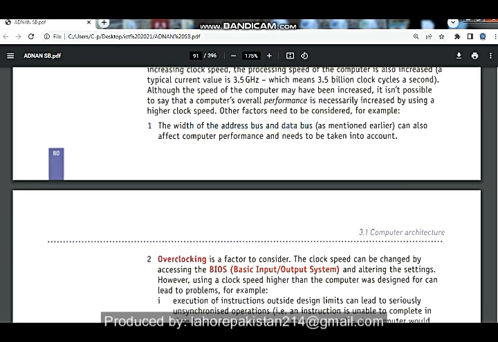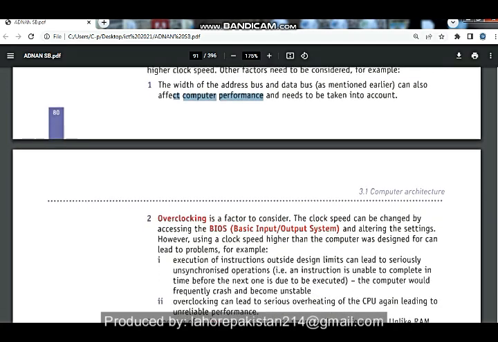But as you have been asked to discuss the risks also, you have to mention that when you increase the width of the bus, data bus or address bus, you cannot go unlimited, because the performance of the computer will start becoming affected after a certain period of time.